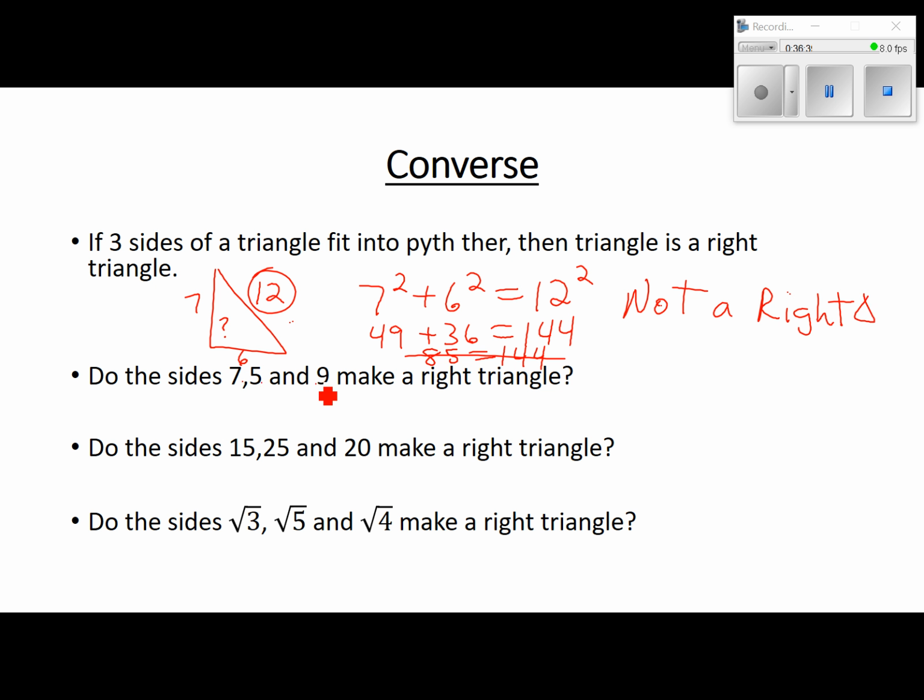7, 5, and 9, if we tried that, we do 7 squared plus 5 squared equals 9 squared. 9 squared is 81. 7 squared is 49. 5 squared is 25. 49 plus 25 is 74. 74 doesn't equal 81, so these sides do not make a right triangle.